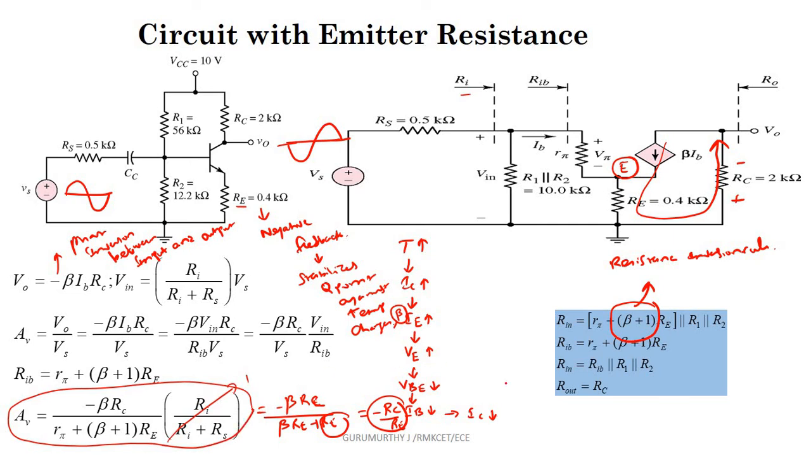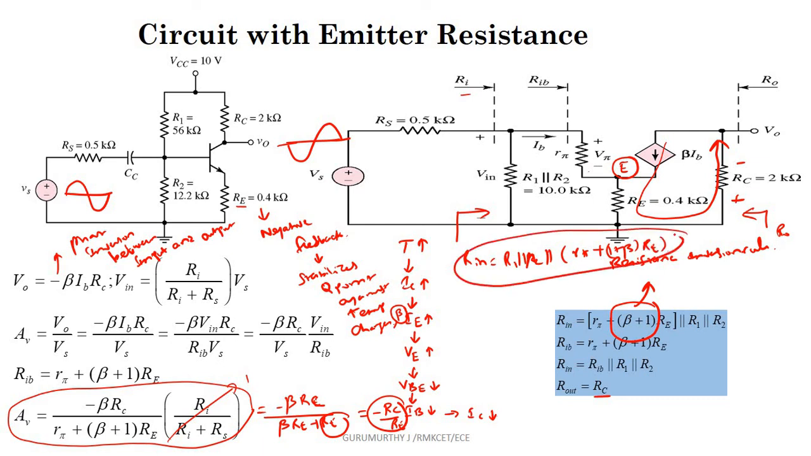And if you consider R0, when you look at the circuit at the output side, it is equal to Rc. When I look at the input side, it is Rin. So R1 parallel R2, and you have what is called R pi. Base and emitter are going to differ by a current ratio of 1 plus beta times. So it is into Re. So this is your input impedance.